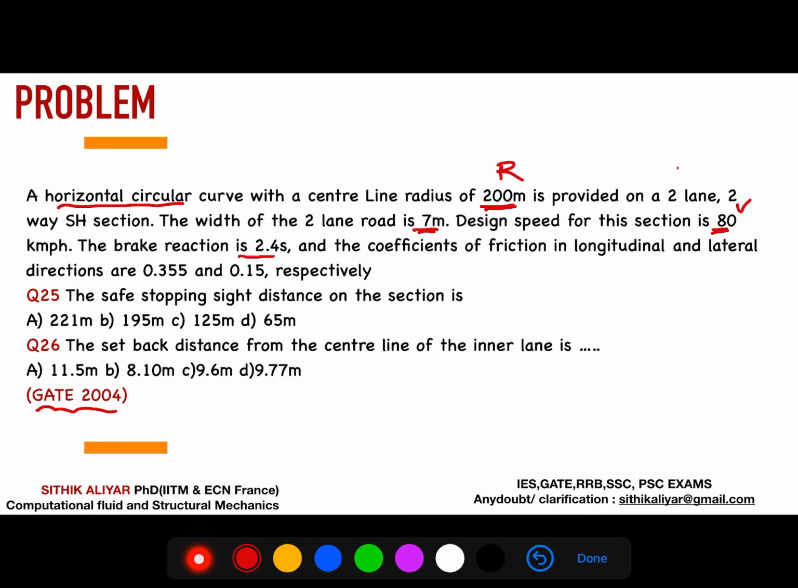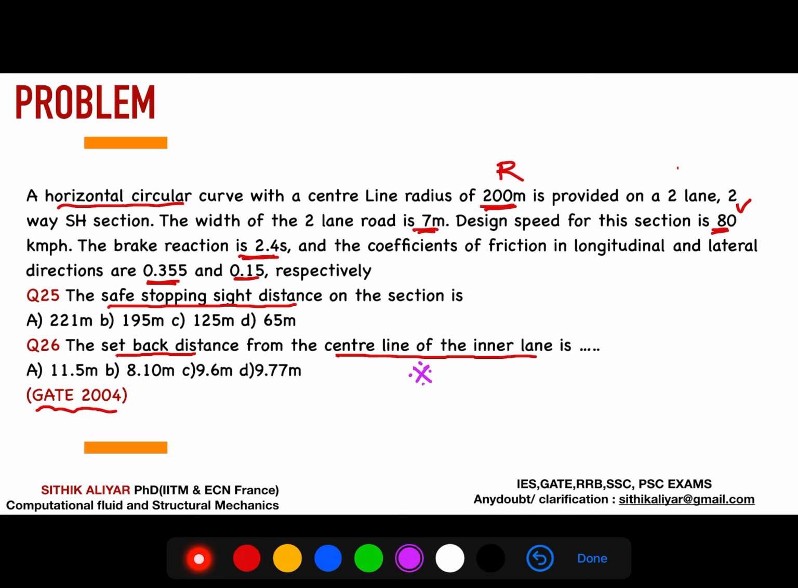Brake reaction time is 2.4 seconds. Okay, they have changed it; it should be 2.5 as per PAEV. The coefficient of friction is 0.355 for longitudinal friction and 0.15 for lateral friction. I think it's a very detailed question. First they are asking you to determine the safe stopping sight distance, SSD, and then the setback distance from the center line of the inner lane.